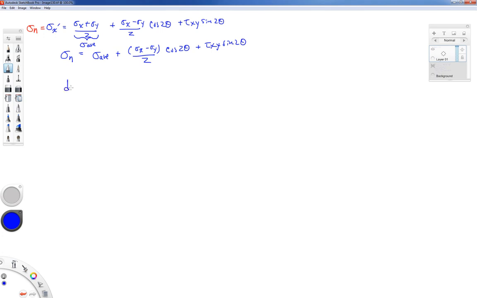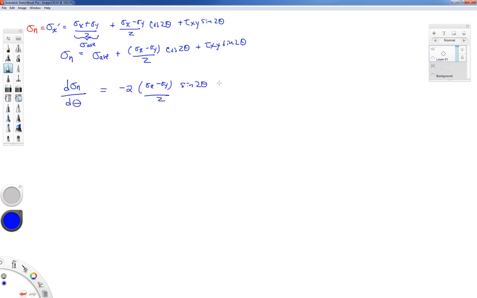So from calculus you know that you can find the maximum value if you take a derivative of the function with respect to that variable and set it equal to 0. So let's take a derivative of this sigma n equation now. The first term does not have any function of theta in it, so its derivative is 0, so that goes away. The second term is a cosine 2 theta. The derivative of a cosine is a negative sine, and because it has a 2 theta in here, I'm going to have minus 2 sigma x minus sigma y over 2 sine 2 theta. And then here we have tau xy sine 2 theta.